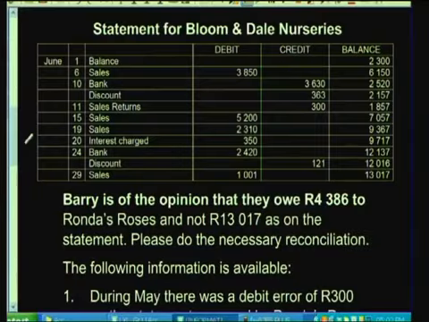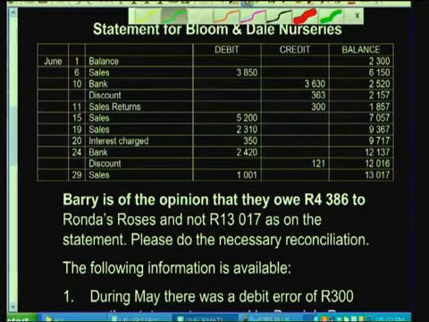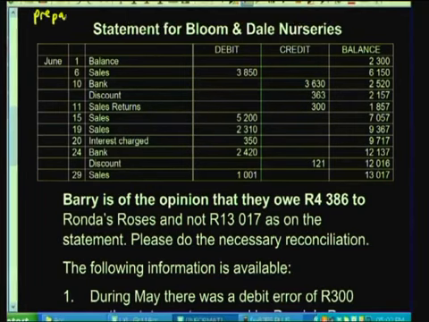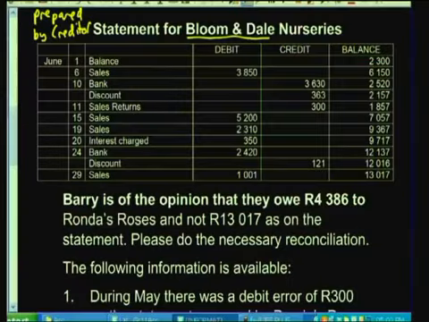This is the statement that Bloomingdale Nurseries has received, and this piece of paper, very important not to forget, is our statement, but the statement is prepared by the creditor. That is essential to remember. This piece of paper does not come out of our books. We are Bloomingdale Nurseries. This piece of paper has been prepared by the creditor, which is Rhonda's Roses. So what we have to bear in mind is that this is done from Rhonda's Roses' point of view.